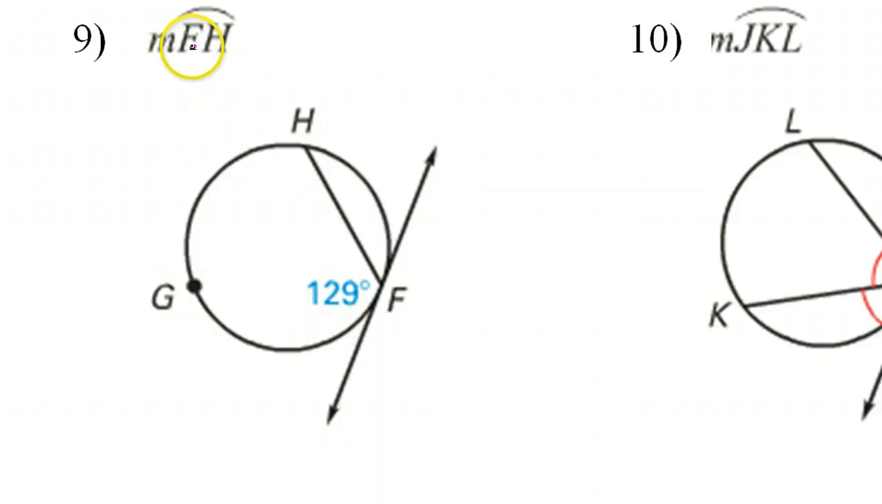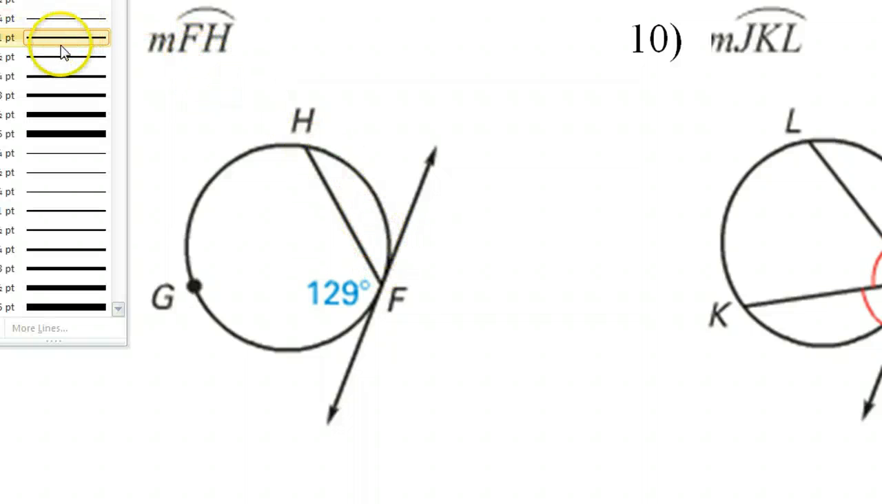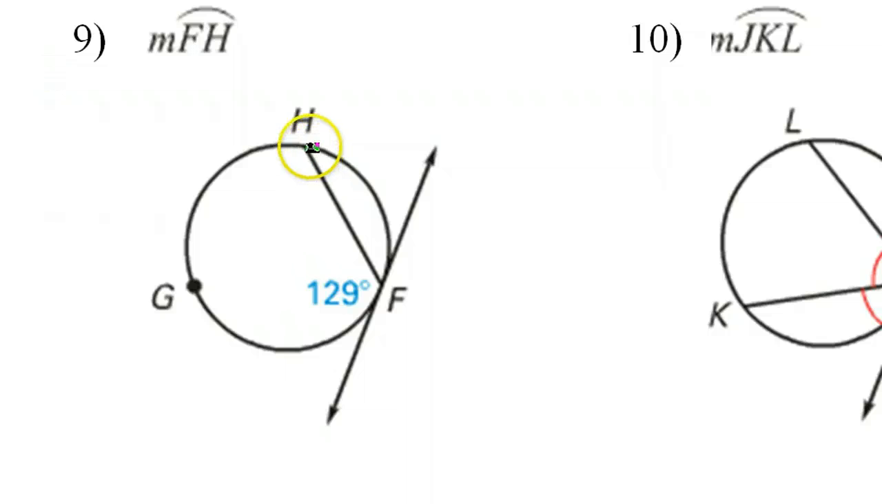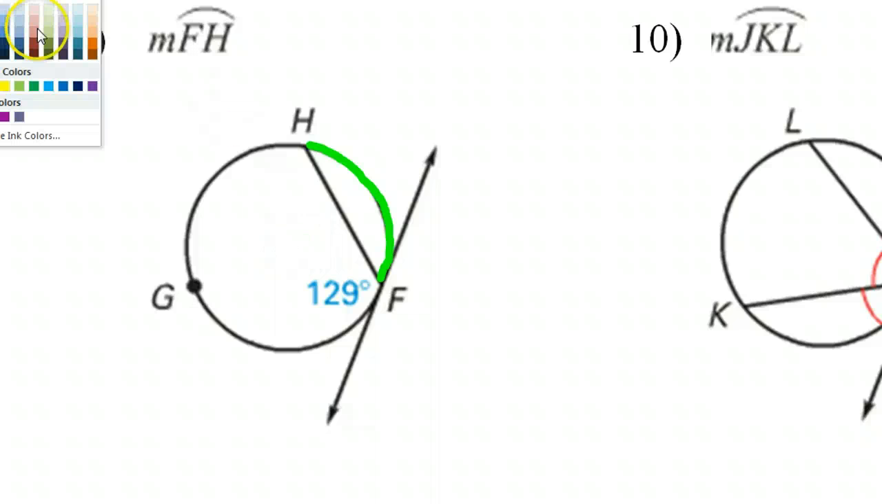Our target is arc FH. Again, the two-letter designation automatically tells us that we are talking about the minor arc FH. So we are looking for this arc right here. We could find this major arc and subtract from 360, or we could subtract 180 from 180 and find this angle and then double it. I think I'll do the first thing I said though.